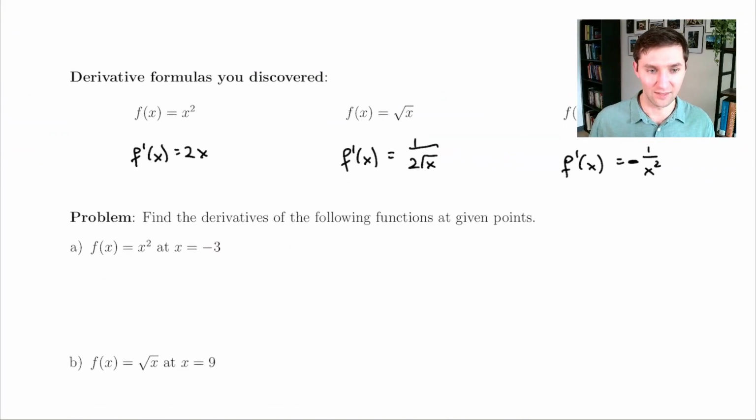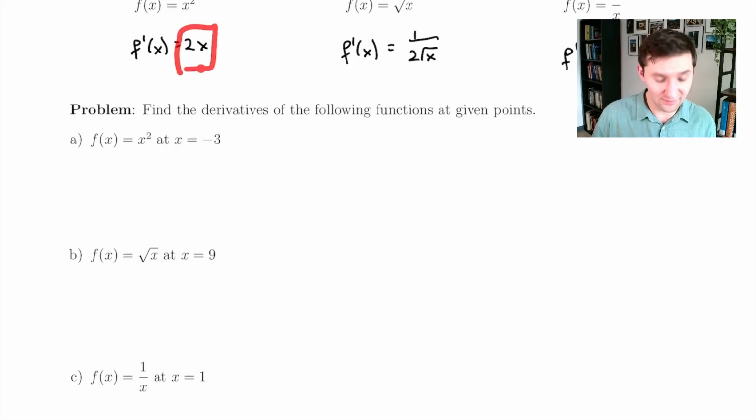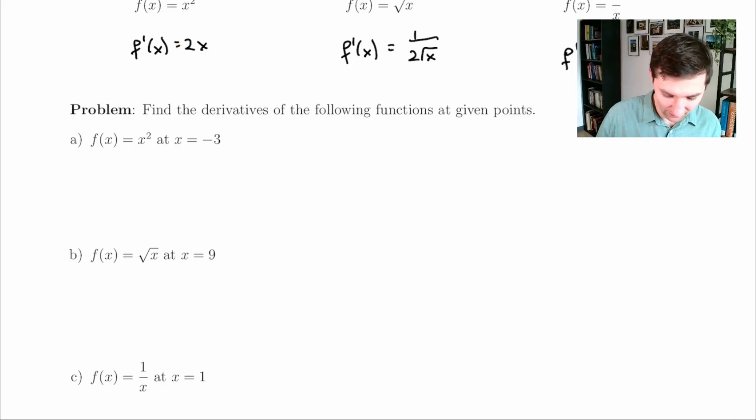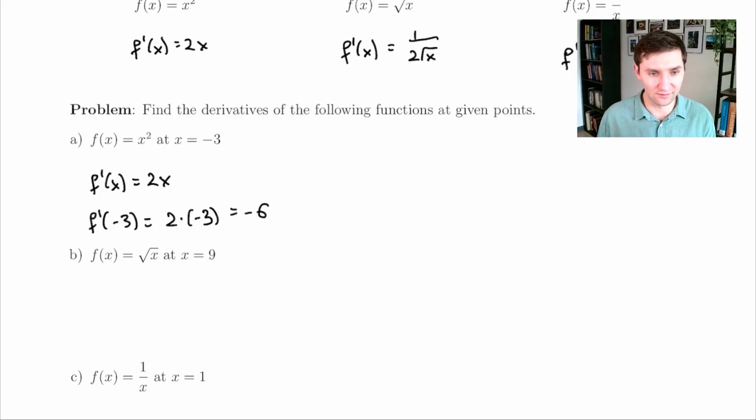Let's see. If you would like to try the next problem on your own first, again, this is a good time to stop the video. To find the derivative of x squared at x equal to negative 3, I can now use the shortcut instead of using the limit definition. I know that the derivative is 2x. So if I want to find the derivative at negative 3, I simply plug in negative 3. I get 2 times negative 3, which is negative 6. The derivative is negative 6.